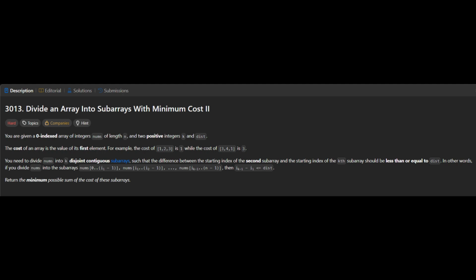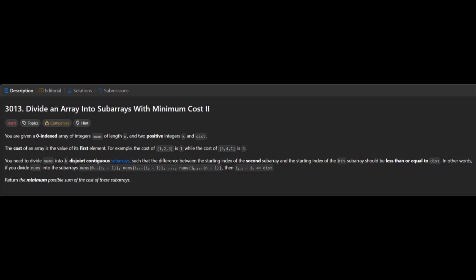In today's problem, we are given an integer array called nums, along with two integers k and dist. Our goal is to divide the array into k contiguous subarrays. Now, there are two important rules to remember. First, the cost of a subarray is simply the first element of that subarray. Second, there is a constraint on where the subarrays can start. If the second subarray starts at index i1 and the last subarray starts at index ik-1, then the difference between these two starting indices must be less than or equal to dist. So we are not free to place subarrays anywhere. Their starting positions must stay within a limited window.